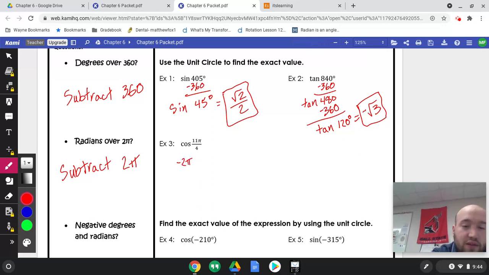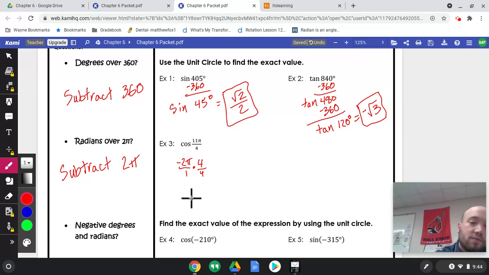Now 2 pi, it's a fraction, so I'm going to put it over 1. You could reason through this in your head, but the easiest way is to find a common denominator when you're doing subtraction. So we have 1 and 4, so the good choice is 4. I'm going to multiply this by 4 over 4, because that's the same as 1. I'm not actually changing it, I'm just changing how it looks. Now if we do that, we're going to get negative 8 pi over 4.